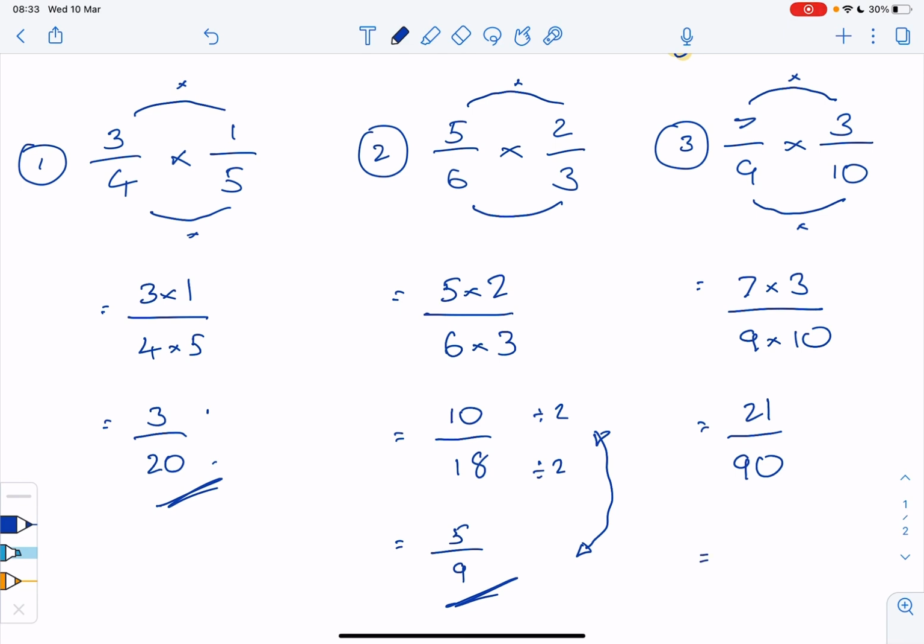So these don't divide by 2. The temptation is to just divide by 2 every single time, but 21 doesn't divide by 2 without leaving a decimal. However, 21 and 90 both divide by 3. And when I divide them both by 3, I get 7 on the top and I get 30 on the bottom. And then I can't simplify that any further, so that would be my final answer.